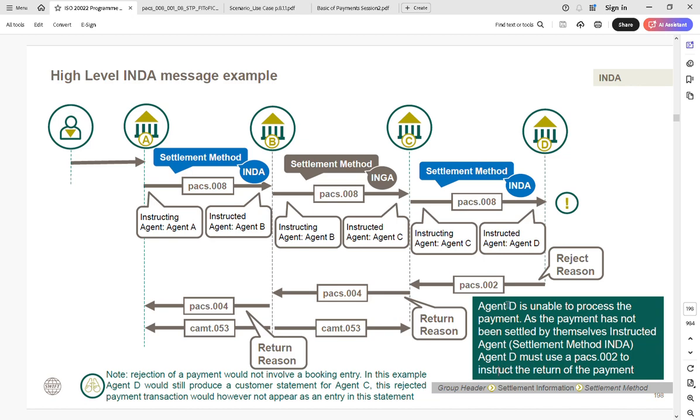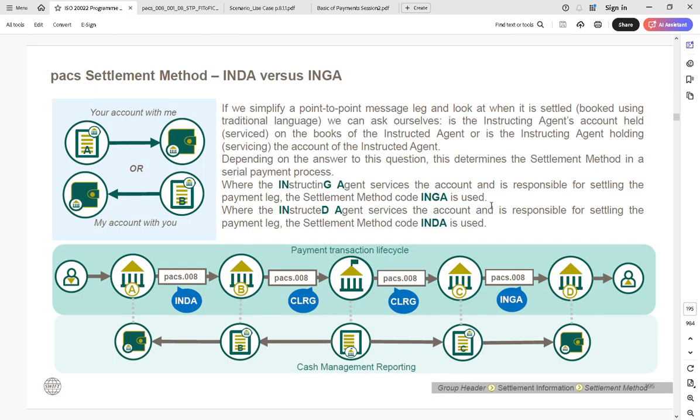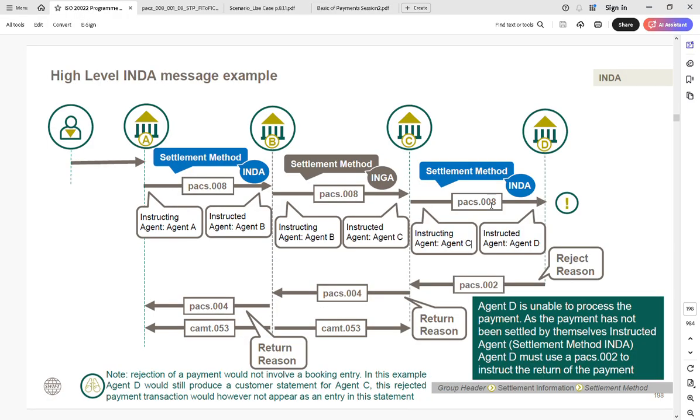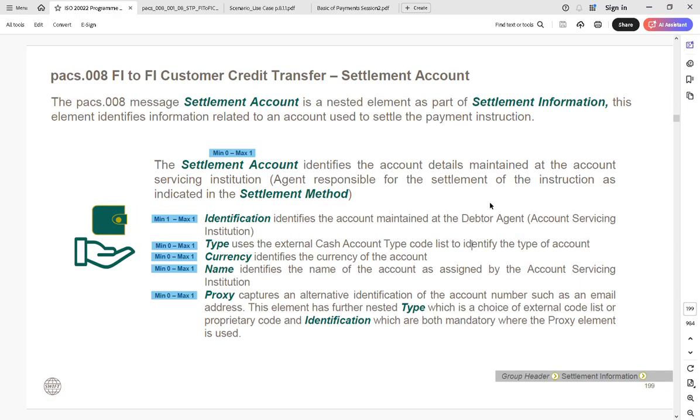And at the end we can send the settlement with the help of CAMT 53 to the creditor agent. So this is what we discussed today about INDA, INGA, cover and the clearing method. From tomorrow we are going to discuss the next part, which is the settlement method account number. Typically this is the IBAN which we use for doing the settlement of the payment here. Alright, then see you tomorrow with settlement information.